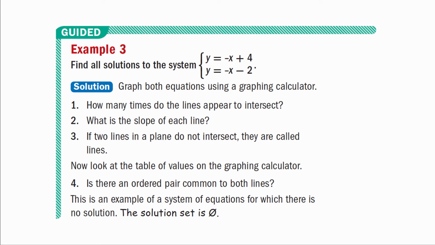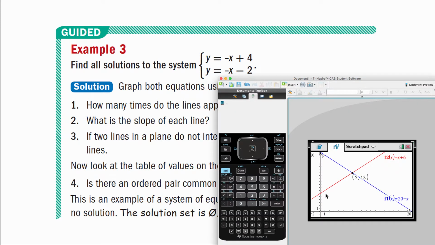Next up is our guided example, which is example 3 in your book, and this says to find all solutions to the system y equals a negative x plus 4 and y equals a negative x minus 2. It asks you to graph both equations using a graphing calculator. How many times do the lines appear to intersect? Well, that's our first question, but we need to get a graph up. So I'll pull up the graphing calculator.